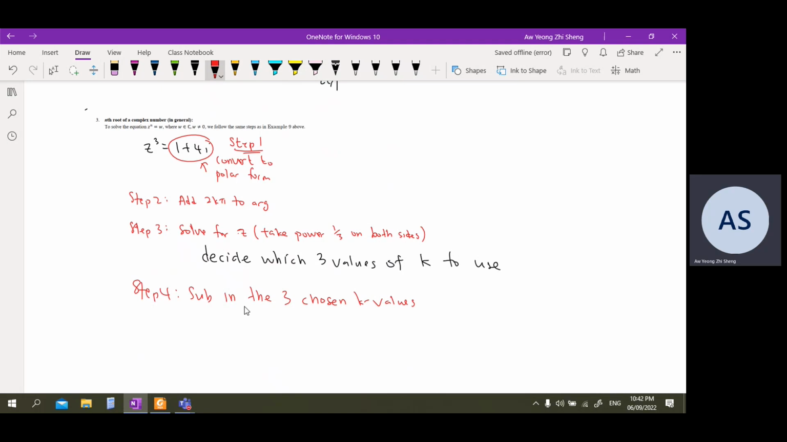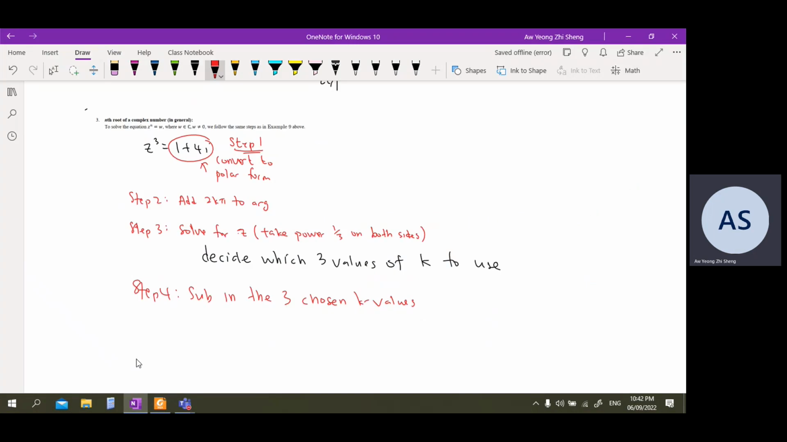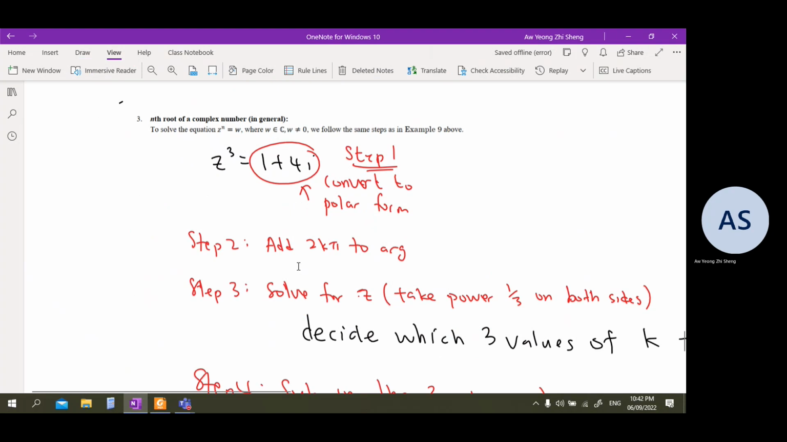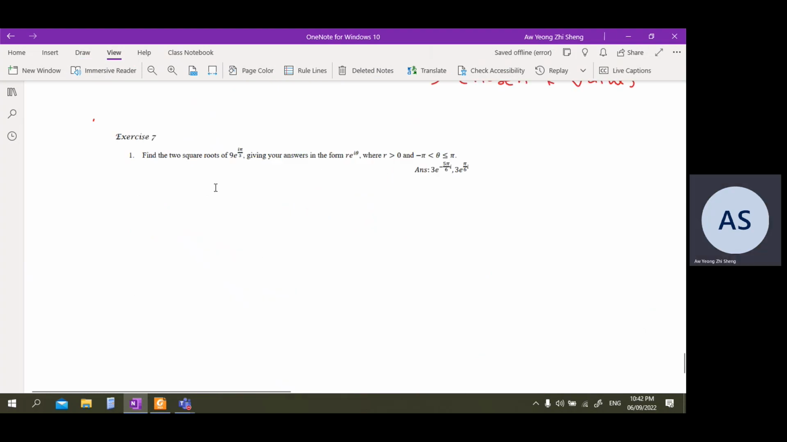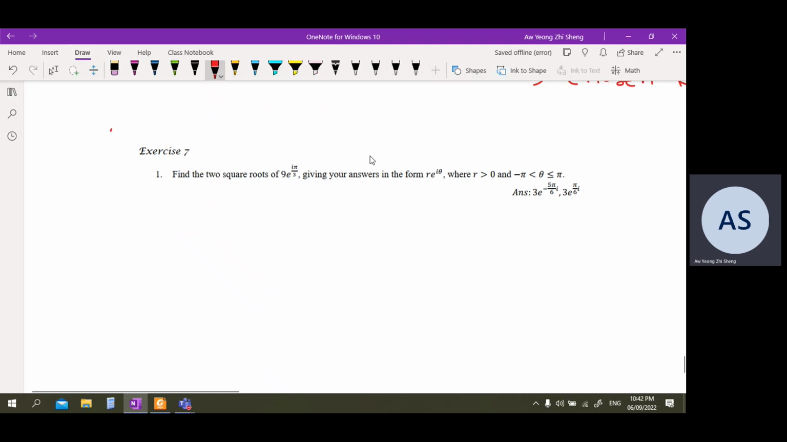Right, now let's move to exercise 7 and do some practice. Okay, find the two square roots of 9ei pi over 3, giving your answers in the form rei theta. Okay, so they want exponential form, where r is more than 0 and theta is between minus pi to pi. This is just the usual default requirement. R is positive and theta is in the principal range.